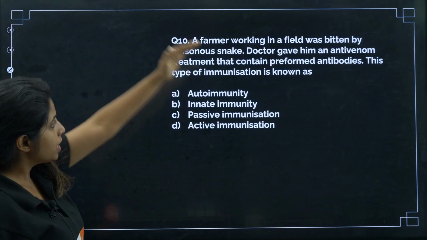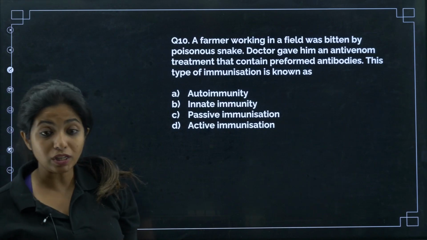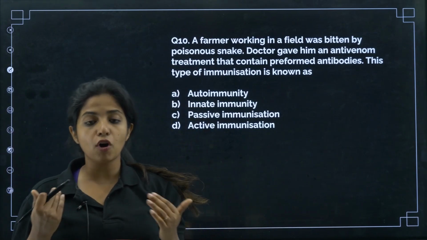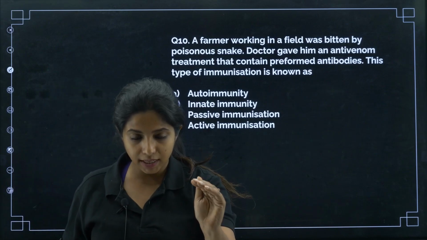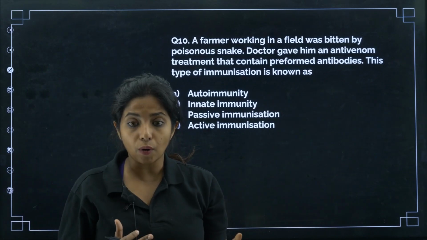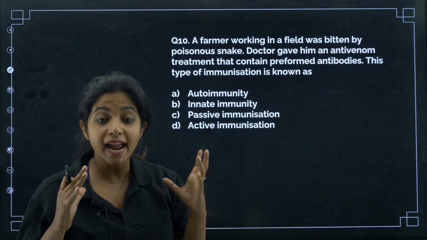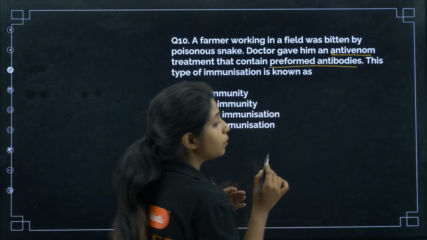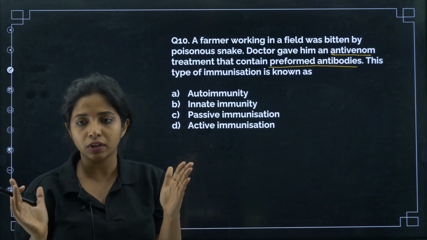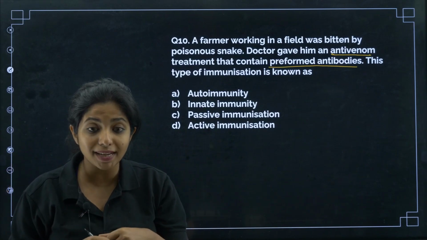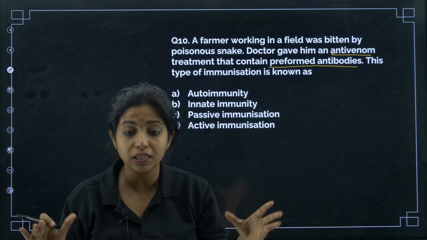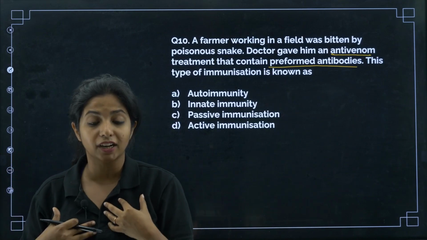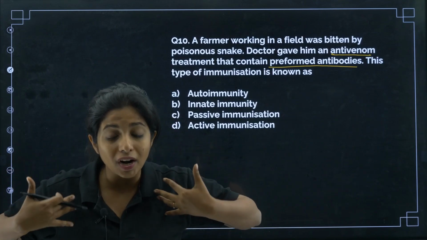Okay. Now, a farmer working in a field was bitten by a poisonous snake. The doctor gave him an anti-venom treatment that contained preformed antibodies. So a snake bit a farmer, and the farmer went to the doctor, and the doctor gave him anti-venom. And what does this anti-venom contain? Preformed antibodies, as in ready-made antibodies. This type of immunization is where our body is not producing antibodies. We are depending on an outside source. Someone else is giving us ready-made antibodies.